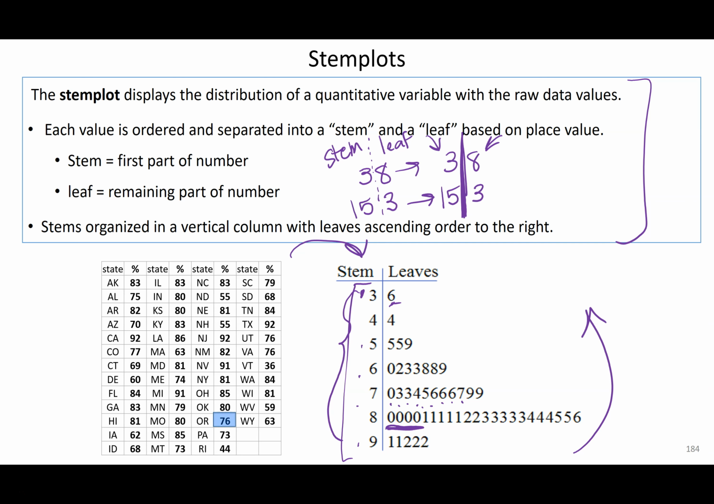So that's just showing 76 for Oregon. That goes in the 70 spot, and then it's one of the 6s. Honestly, it could be either of the other ones as well.